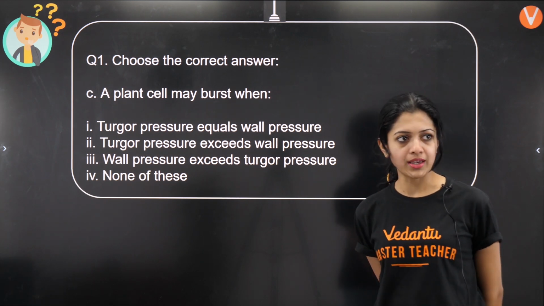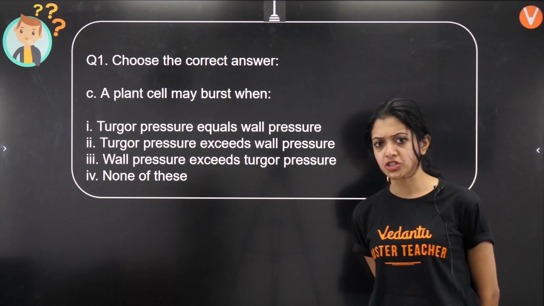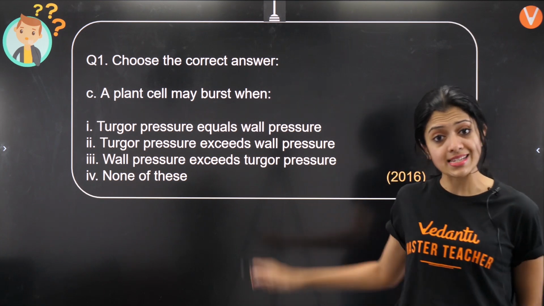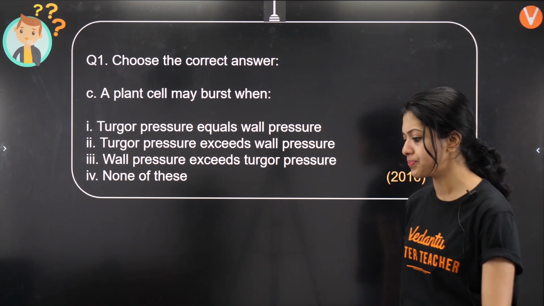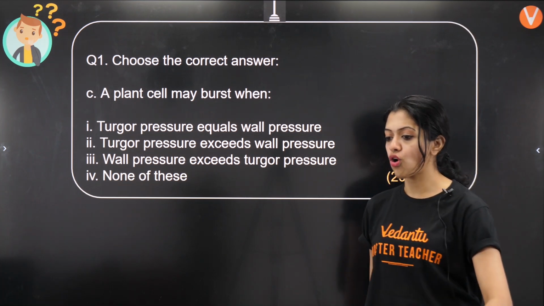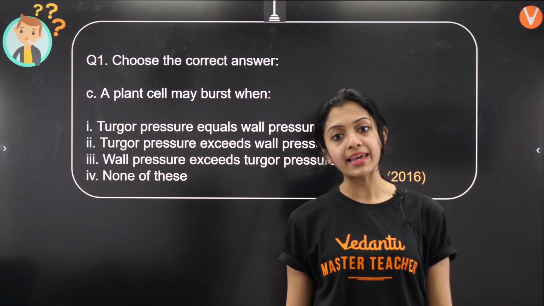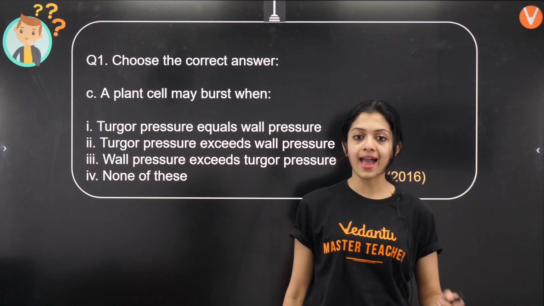arrive at the answer. Okay, so what is Turgor pressure? What is wall pressure? Which of these conditions would result in bursting of the plant cell? Okay, and your time ends in 3, 2, 1 and go.